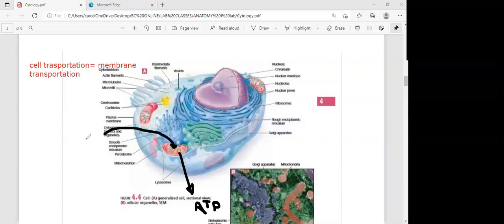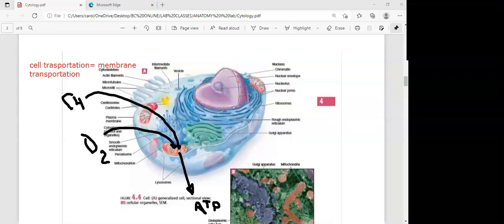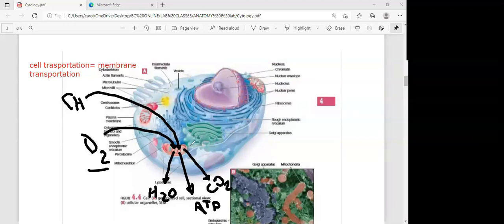So what goes in here? Well, you're going to have to put in oxygen. What else do you need to put in the mitochondria? Well, you have to put in carbohydrates, like a piece of bread that you ate this morning. So carbohydrates will go in there. And what will come out of the cell? Well, ATP. What else? You're also going to get carbon dioxide, and you're going to get water, H2O. So as you can see here, there are things that need to go inside and outside the cell. What is the name of the process by which these things go in and out of the cell? That's going to be called cell transportation or membrane transportation.